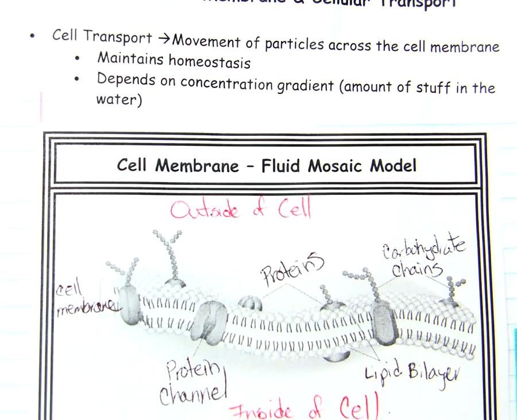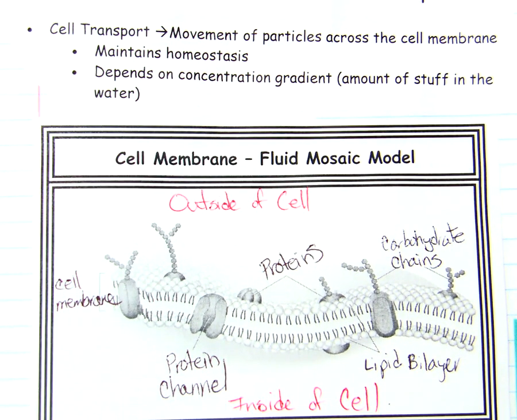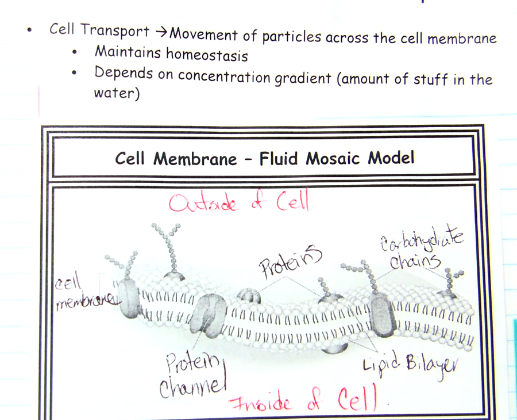Our cell membrane is often described as being a fluid mosaic model. Mosaic refers to a piece of artwork that's made of a bunch of little pieces. Our cell membranes are also made of a bunch of little molecules, which would represent our pieces.